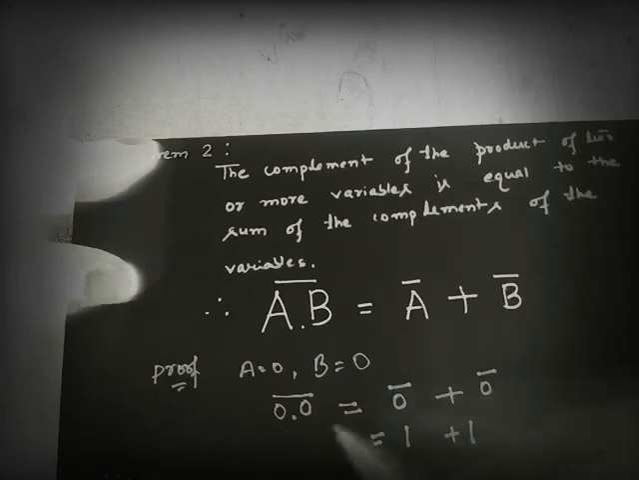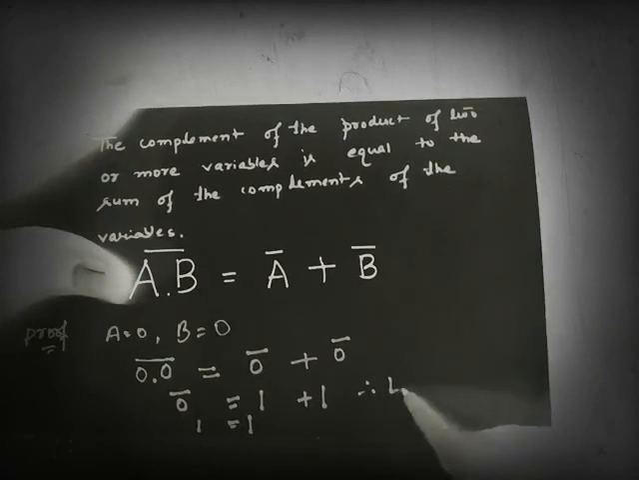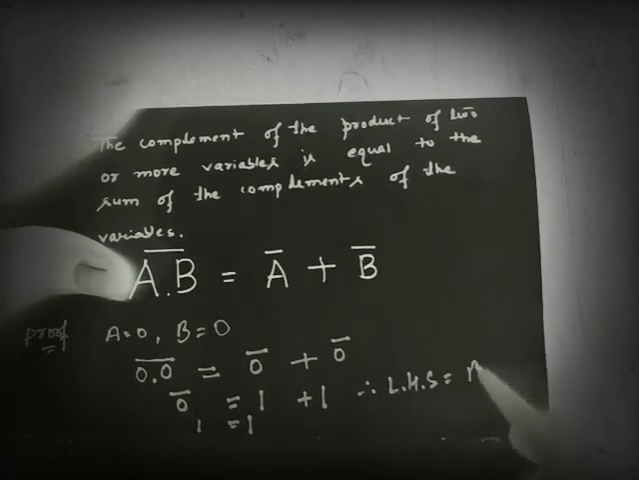Now 0 times 0 gives the result 0, and its complement is 1. Then 1 plus 1, as per the binary addition law, is equal to 1. That is, 1 means high voltage, and this is also a high voltage. High voltage becomes another high voltage. High voltage means 1, so 1 is equal to 1. That is, LHS is equal to RHS.